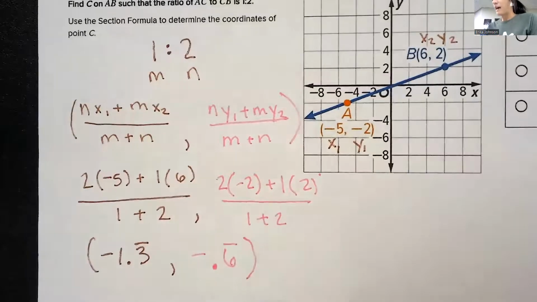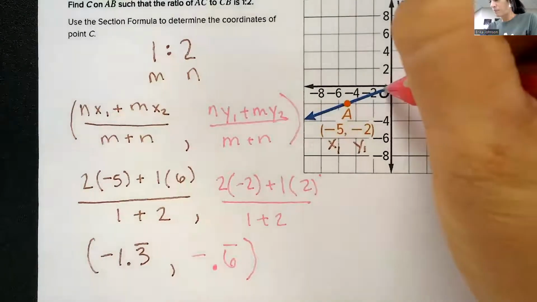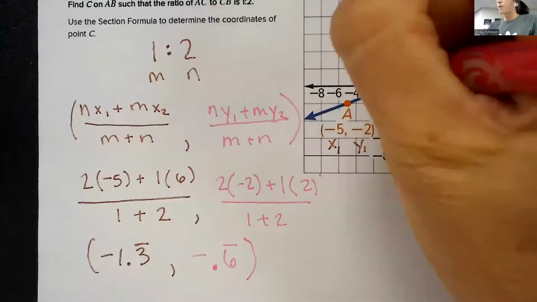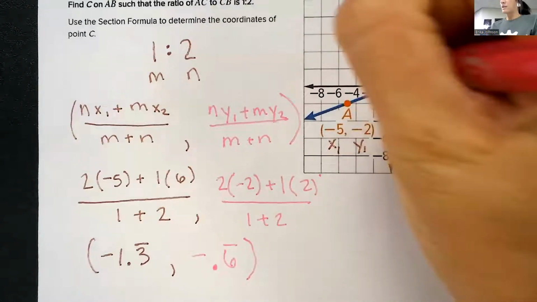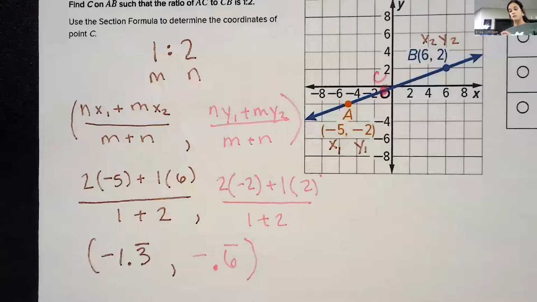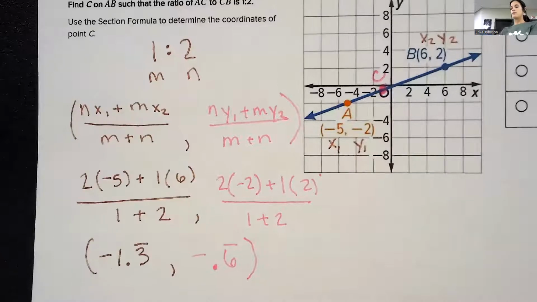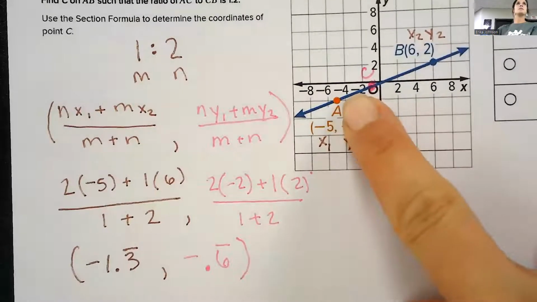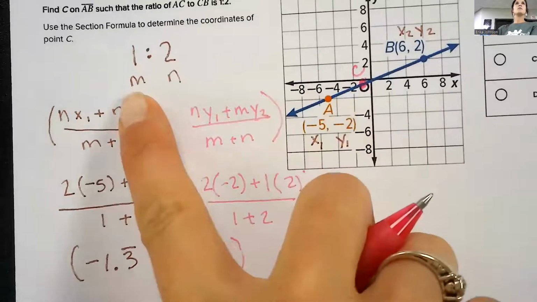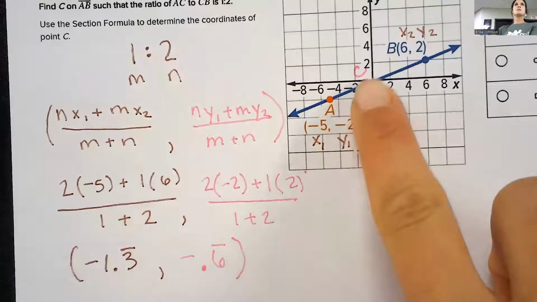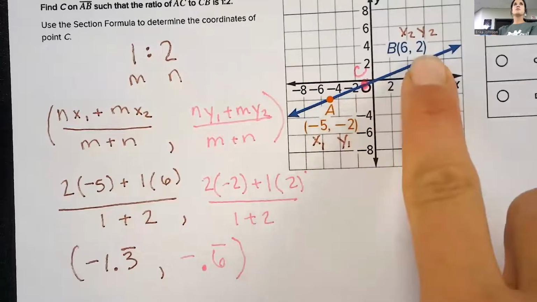So if I graph that, -1.3 and -0.6, it'd be about right here. It says it's in a ratio of 1 to 2. So that means this one should be twice as long as this one, which it sure is. Okay, it's a ratio. That means this piece should be twice as long as this little piece here. Ratio of 1 to 2. M should be half as much as this is. N should be double M.